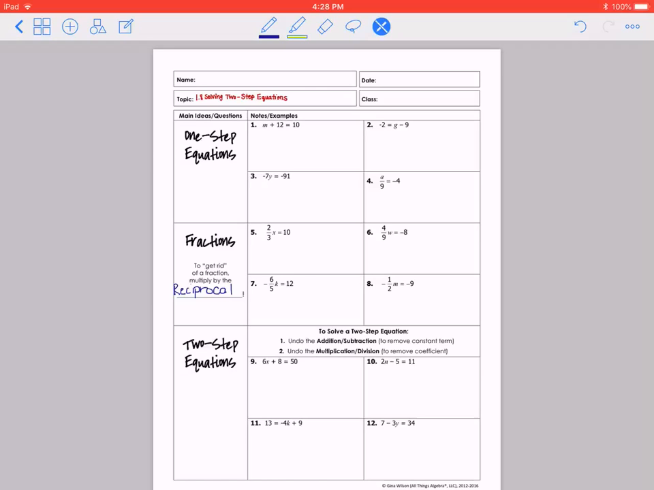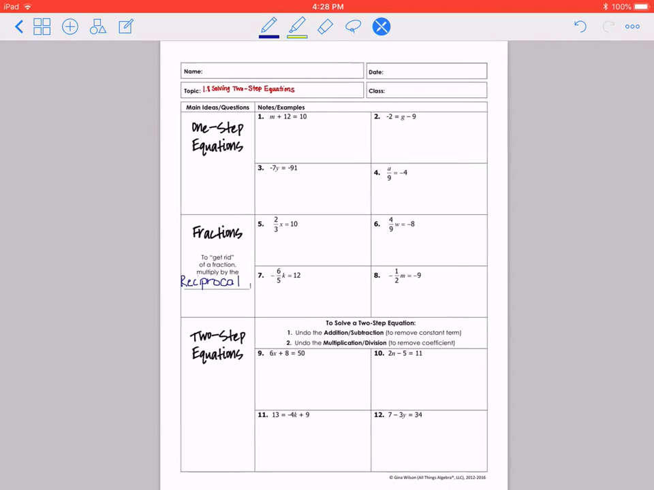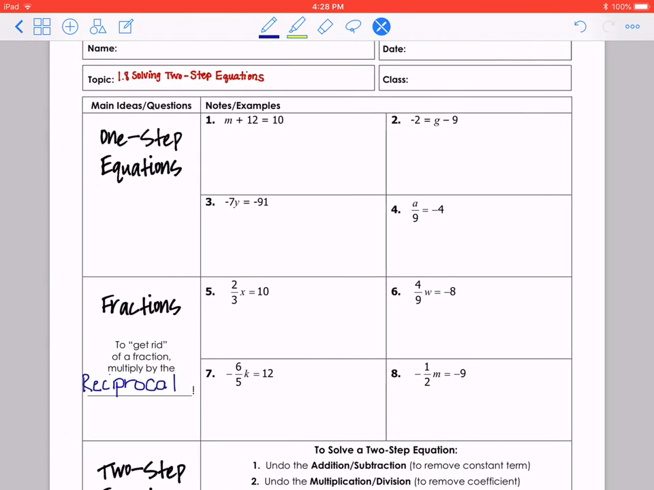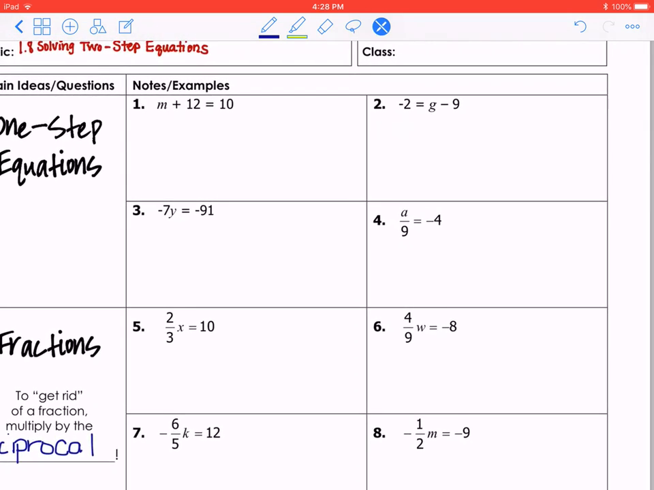Hi, Algebra 1. Today we're going to be doing section 1.8, solving two-step equations. To review really quickly though, I am going to go over one-step equations and then start the two-step at the bottom. Just to review, one-step equations are exactly that. They're only one step to solve. So I'm going to run through a few different examples.